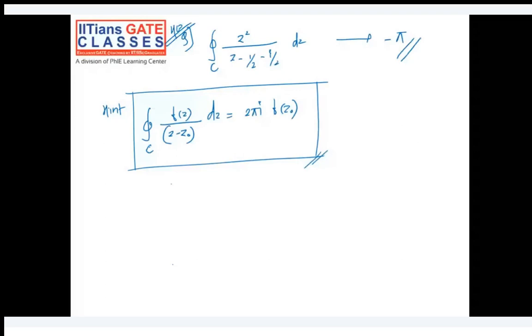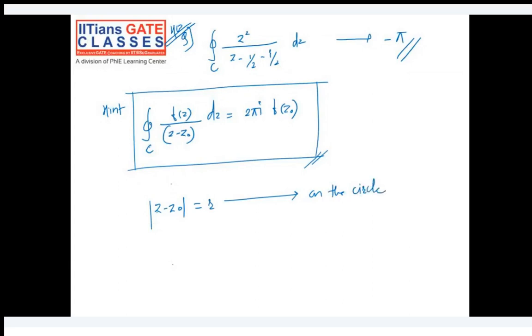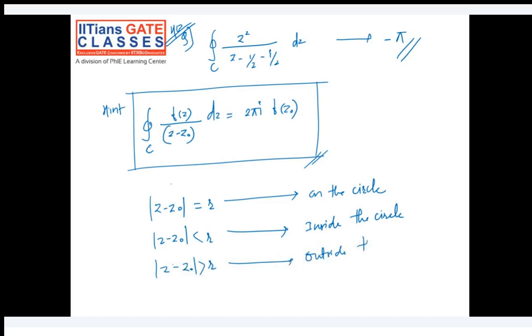Before jumping into the next kind of question, I hope you remember this: mod of z minus z naught equal to r represents the points on the circle. Mod of z minus z naught less than r represents the points inside the circle, and mod of z minus z naught greater than r represents the points outside the circle of radius r. I hope you understood this.